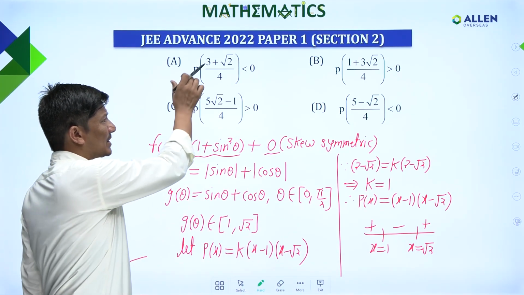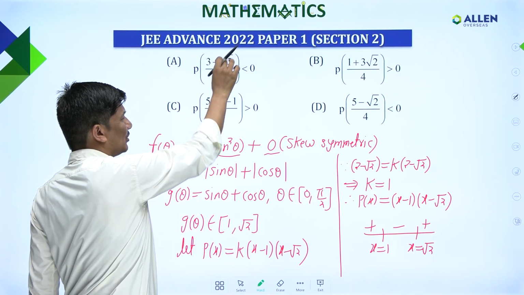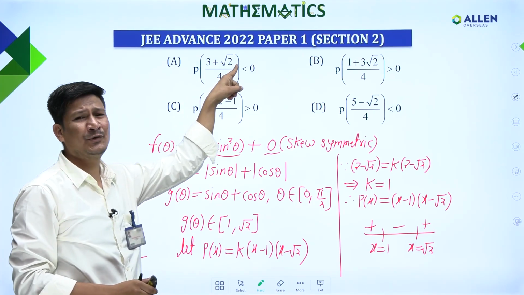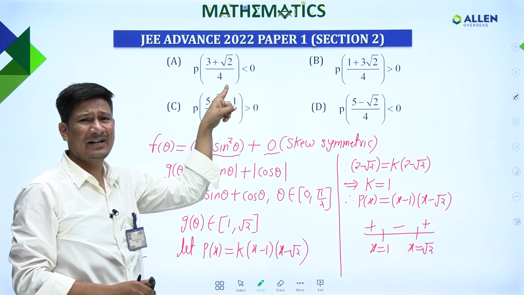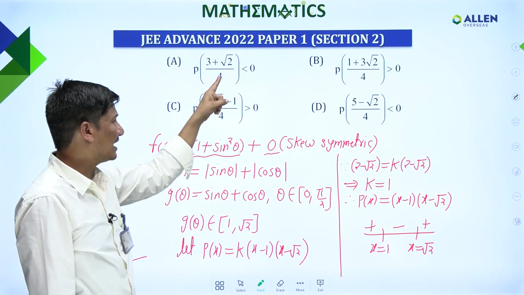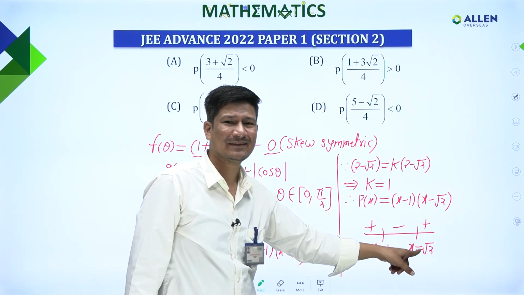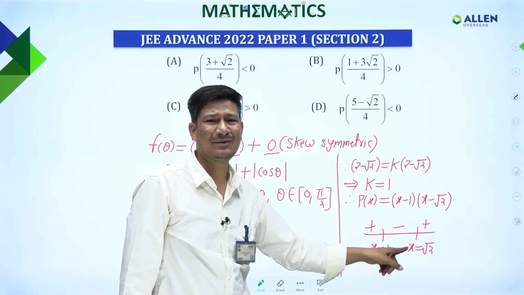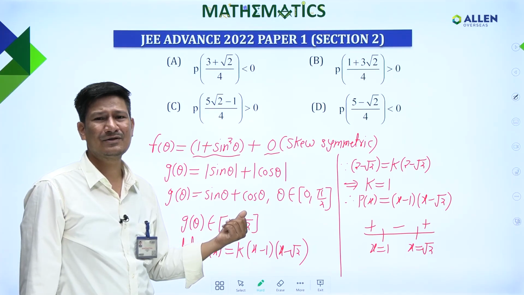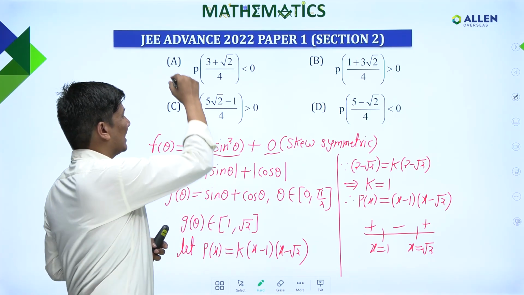So see guys, option A, 3 plus root 2 by 4. Guys, 3 plus root 2 by 4, how much? 3 plus 1.4, so that is 4.4 divided by 4. So that is 1 point something. See carefully, guys. So what are we getting? That value lies between 1 and root 2. Obviously, we are getting that the value comes out to be negative. Clear to everybody. Okay, so option A will be the correct one for that.